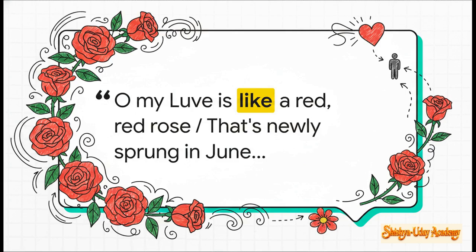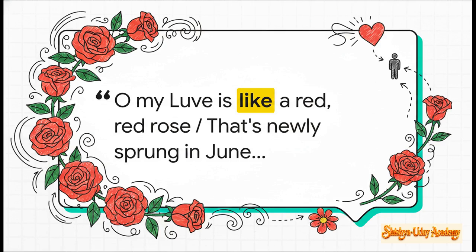We can see how a masterful poet takes a simple comparison between a beloved and a fresh flower to create the definitive romantic simile. He doesn't just say, like a rose. He says, a red, red rose newly sprung in June. He grounds the romance in the vibrant, temporary freshness of early summer.